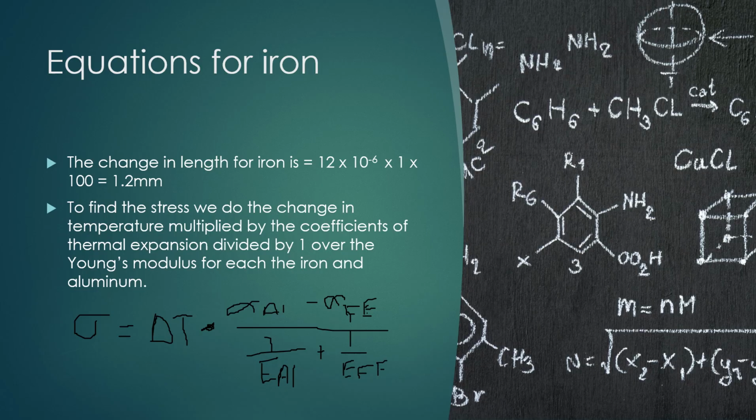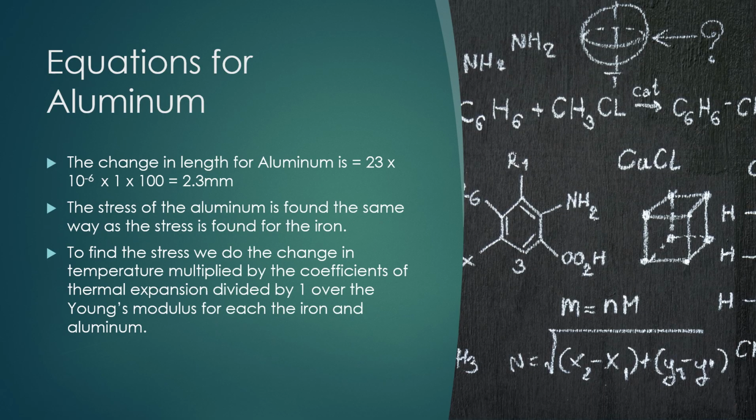So, see right here, find the stress. We do the change in temperature multiplied by the coefficients of thermal expansion, which is on the numerator, and it's divided by the Young's modulus of iron and aluminum, which is what's on our denominator, 1 over E of aluminum and iron. Alright, now moving on to our second equation, which is the equations for aluminum.